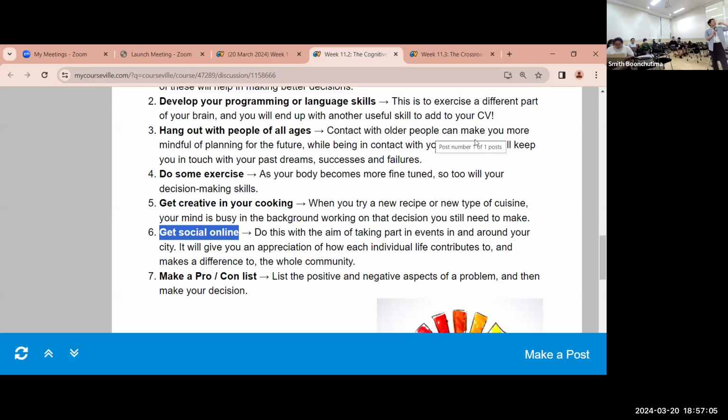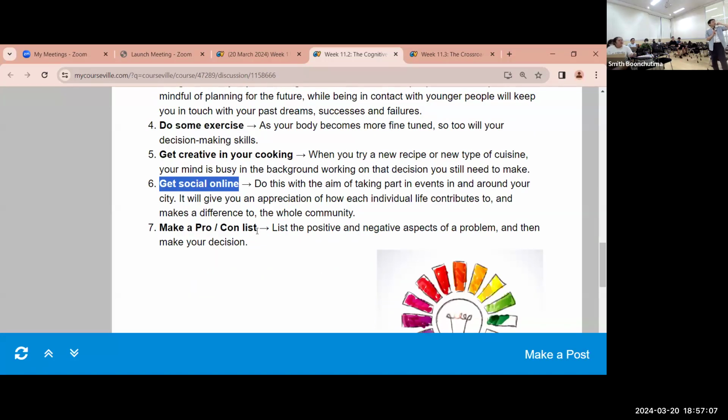Next, make a pro and con list of a problem. When you encounter a problem, you should see both sides of the problem, the good things and the bad things as well. In this way, you will have a balanced view of every single issue, and it will help you make better decisions.